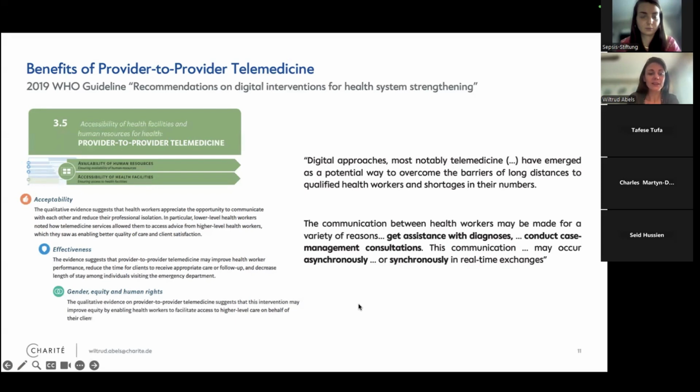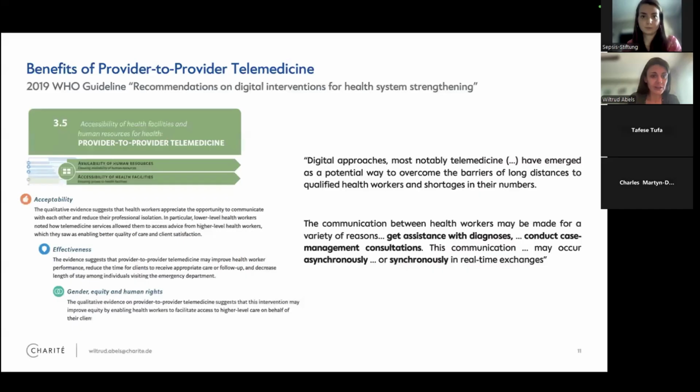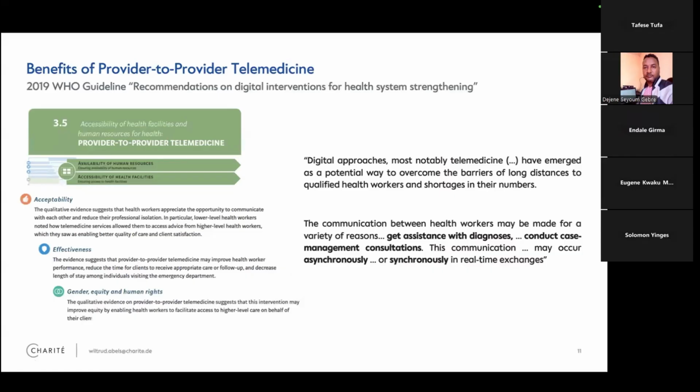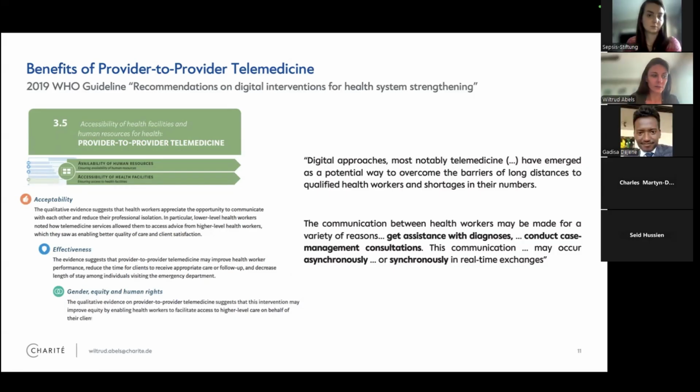In fact, there is not yet a lot, but growing evidence that P2P telemedicine can improve healthcare worker performance. It can reduce the time for clients to receive appropriate care or follow-up care, which is something that we have very much in mind when we think about sepsis. And it can also decrease the length of stay in an emergency department. And this is one of the indicators that obviously every hospital is interested in achieving.